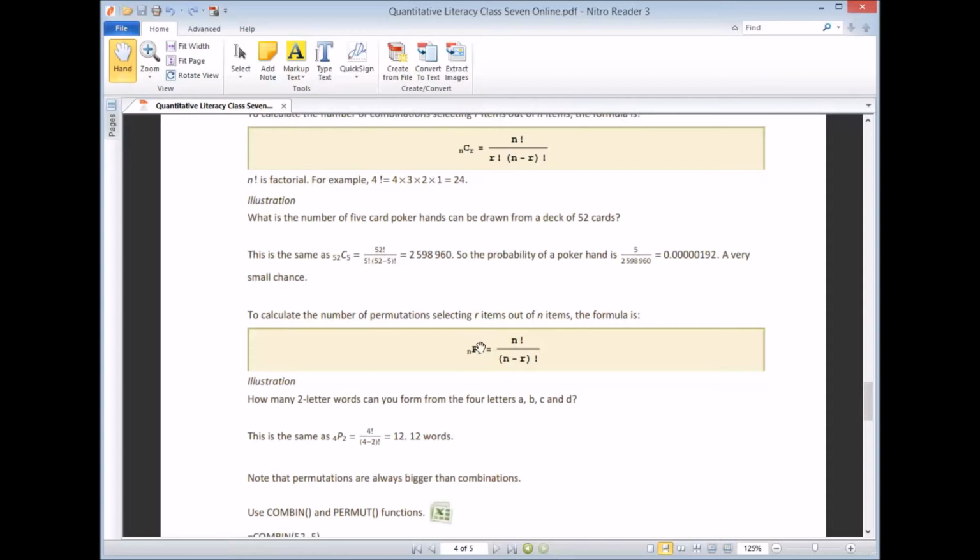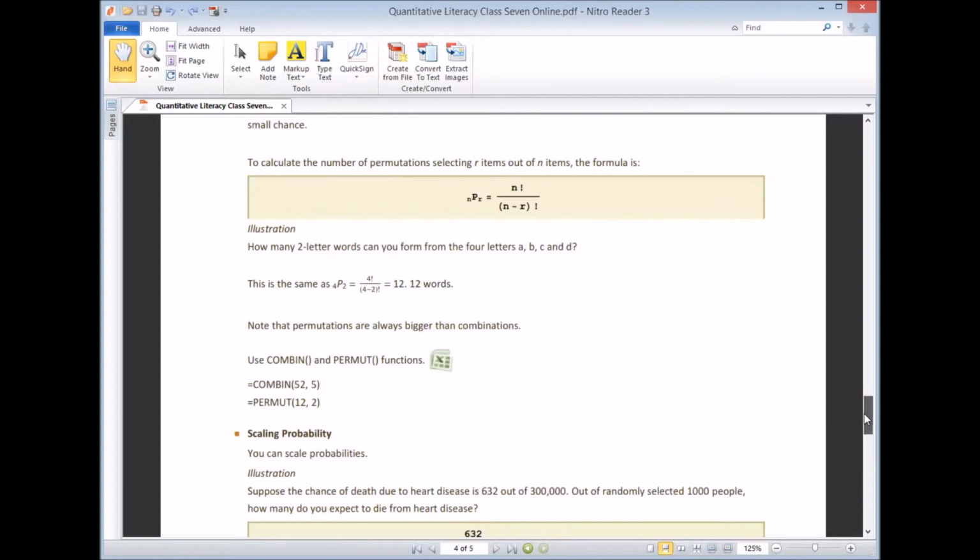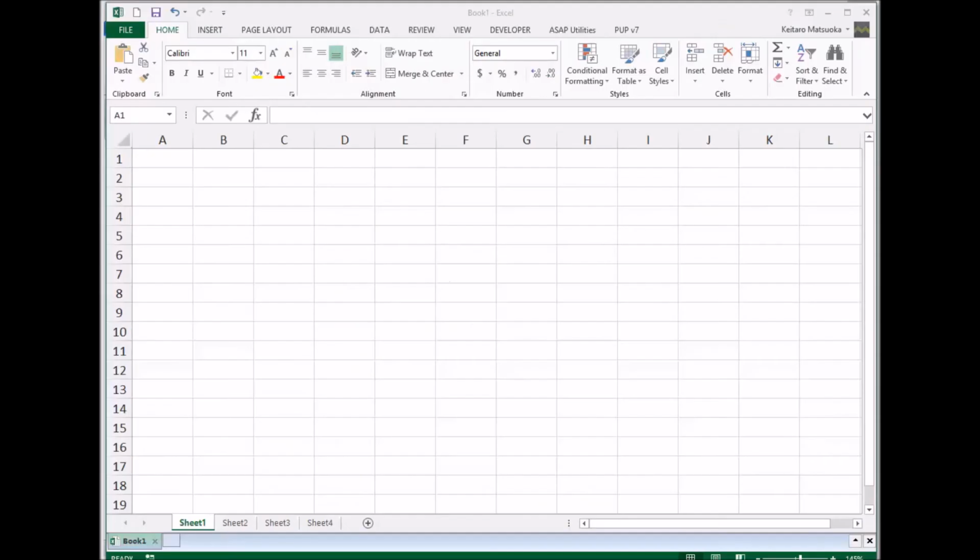These calculations are cumbersome to do by hand. So I'll show you how to do those in Excel, which is very fast. So 2 things to remember. If you're doing a combination, the function name is COMBIN. And if you're doing a permutation, the function is PERMUT. And then you put COMBIN and then N first and then R next. So let's go to Excel.